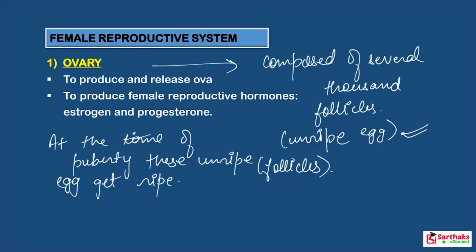The ovary releases these hormones. The female sex hormones are released only at the time of puberty. Keep this in your mind, beta. Very important point. What does the ovary release? The ovary releases a female sex hormone, which is the estrogen, as well as many other hormones that are responsible for the ripening of this egg at the time of puberty. Clear?